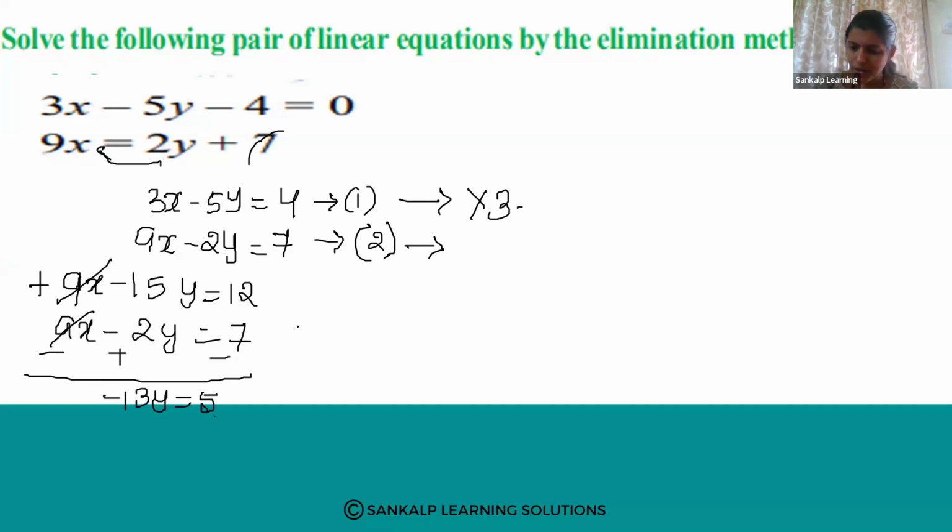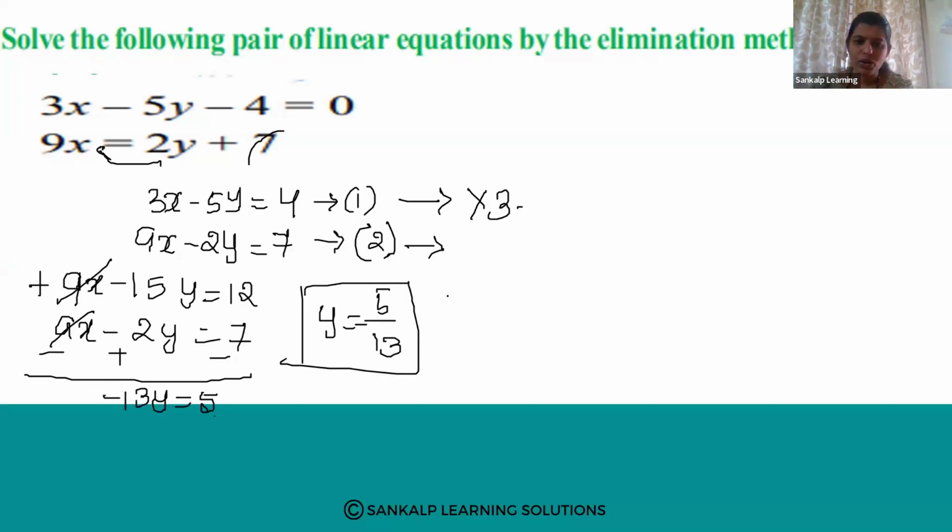Therefore, y is equal to, transfer this 13 to this side, you will get 5 divided by 13. This is minus sign. And the minus 5 divided by 13. Now substitute the value of y in equation 1. Let us substitute in 1 or in equation 2. We can substitute in whichever we like.